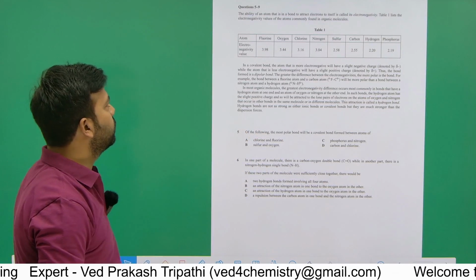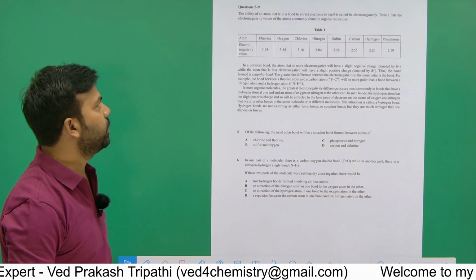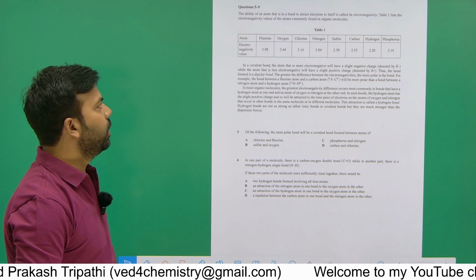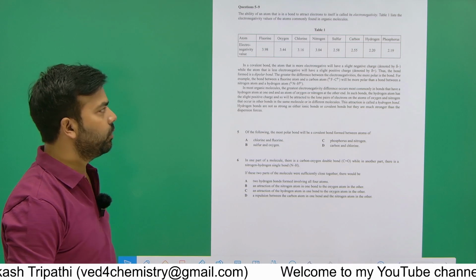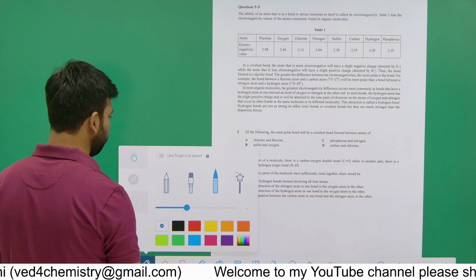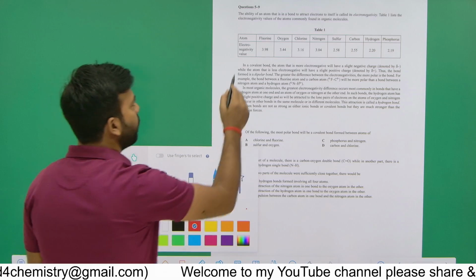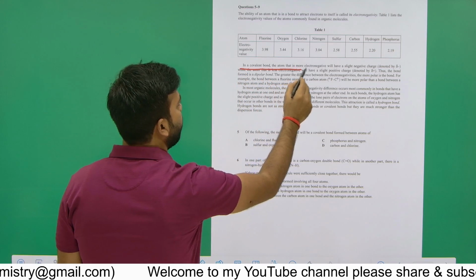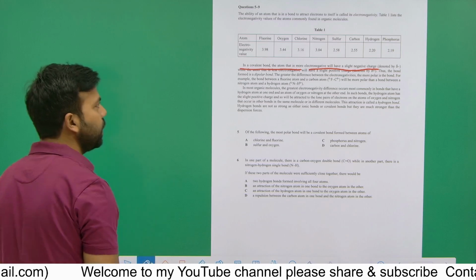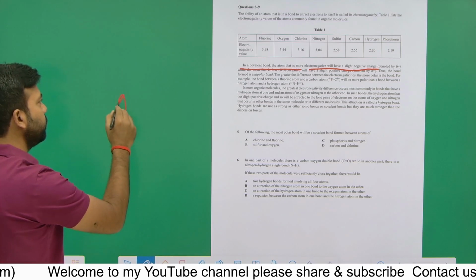So look at this. The ability of an atom that is in a bond to attract electrons to itself is called electronegativity, and we have a table with the electronegativity values. And look at this information. In a covalent bond, the atom that is more electronegative will have a slightly negative charge. Suppose we have A and B.